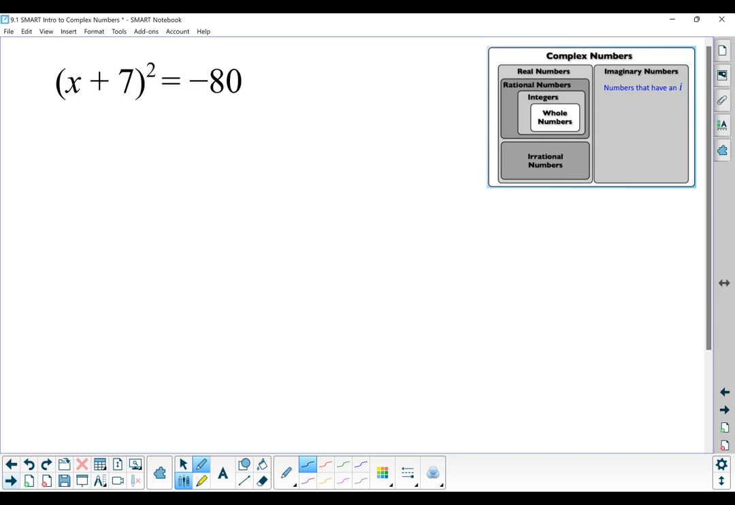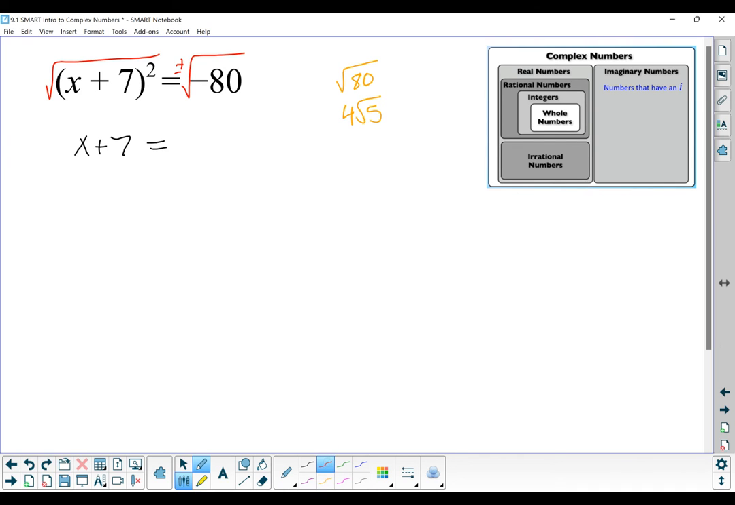Okay, I have one last equation for you to work on with me. So we have (x plus 7) squared, and that's equal to negative 80. So the binomial square is by itself. We're ready to apply the square root, plus and minus. So on the left side, we have x plus 7, and the square root of 80 is 4 root 5.